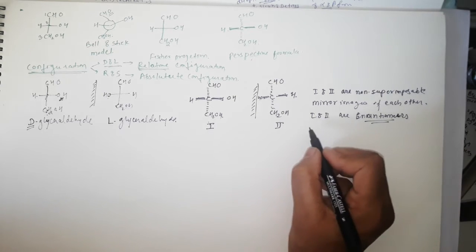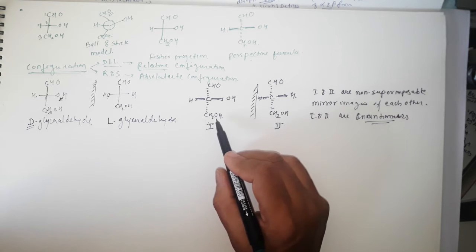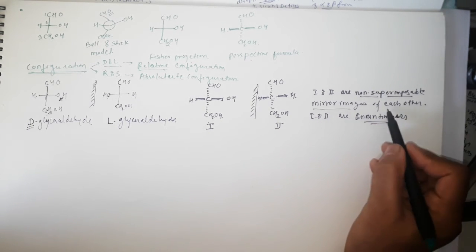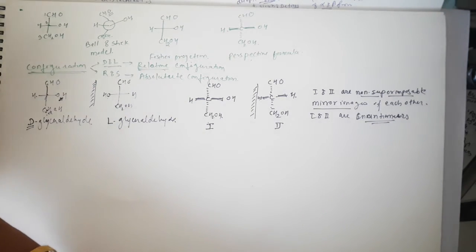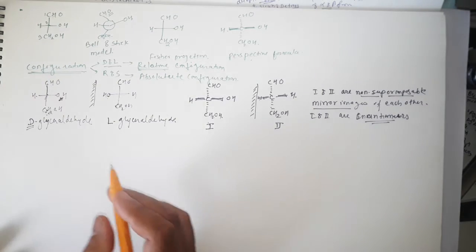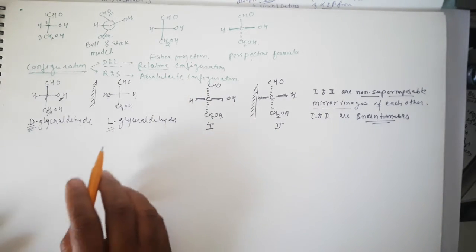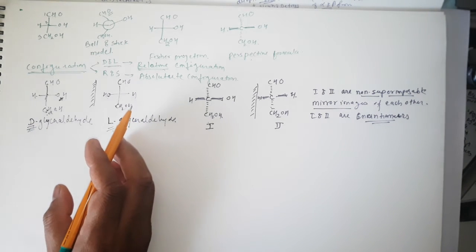So, what is the definition of enantiomers? Enantiomers are the stereoisomers which are non-superimposable mirror images of each other. So, if you understand this, students, this D and L is a relative term.